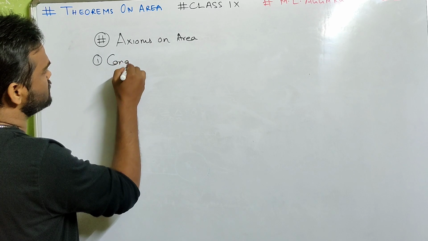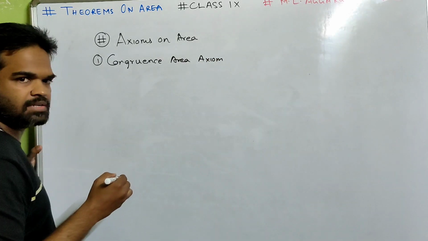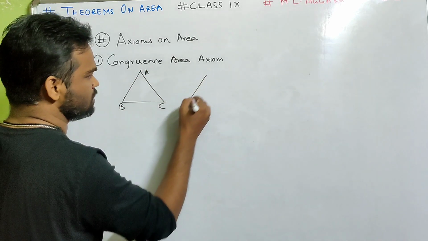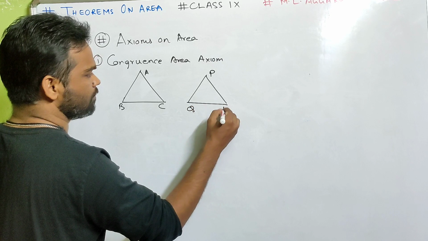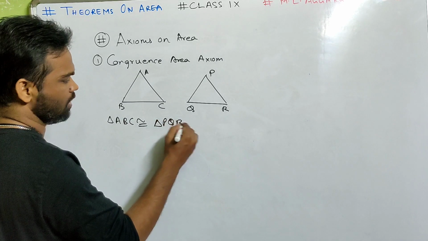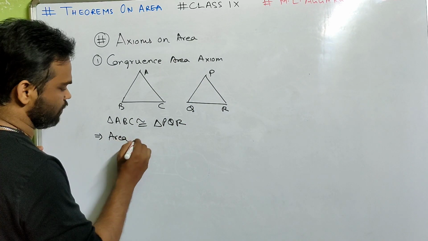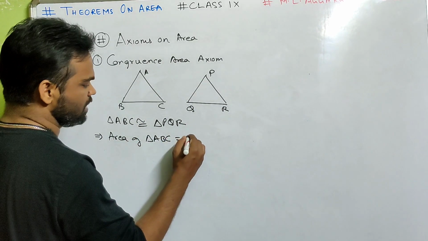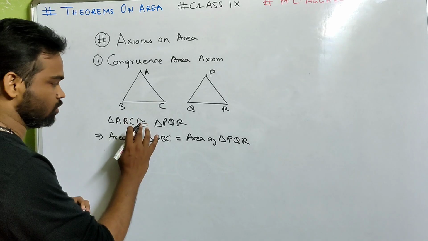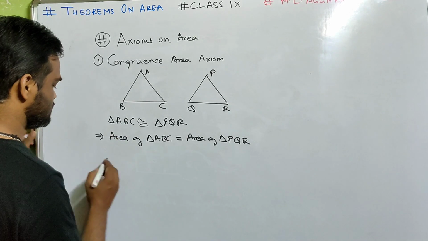First is congruence area axiom. What does it state? Suppose you have two triangles ABC and PQR and they are congruent. Triangle ABC is congruent to triangle PQR. Then, according to the congruence area axiom, area of triangle ABC will be equal to area of triangle PQR. If two triangles are congruent, then the areas are the same. Done? The first one. Second one.